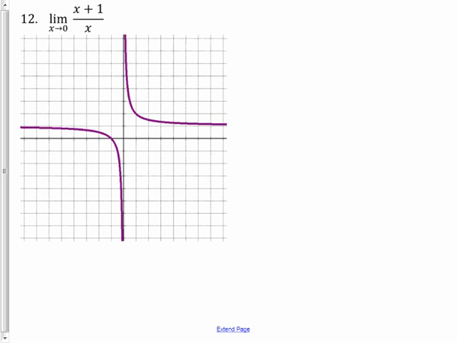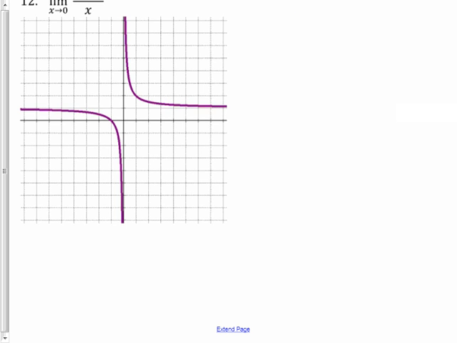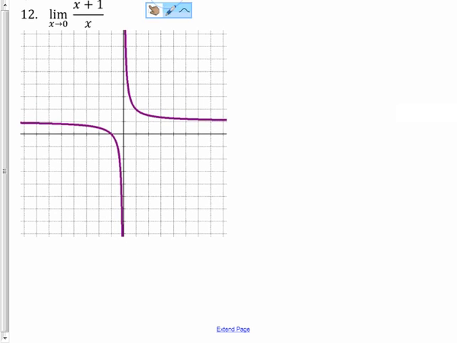Next one, as x approaches 0 for the function x plus 1 over x, you notice it's 0. If we're looking at x is 0, we're looking left and right on that center line. Right, center line right here. So on the right side, we approach positive infinity. On the left side, we approach negative infinity. So since those don't match, we're going to have no solution here. So in this one, the limit does not exist. B and E, again, does not exist.